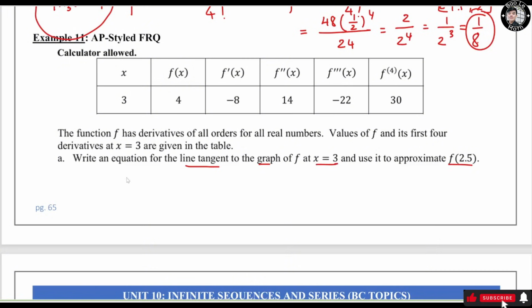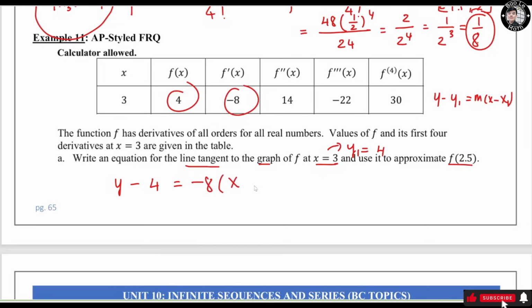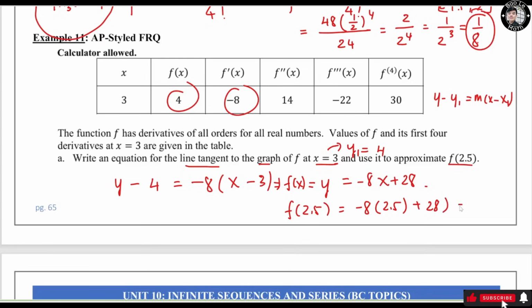Okay, very simple, right? So we know the point-slope form: y minus y1 equals m times s minus s1. So you have s equals 3 and then y should be 4, right? Look. So you have y minus y1, y1 is 4, right? Minus 4 equals the slope, negative 8 right here, times s minus 3, right? So you have f of 2.5 equals negative 8 times 2.5 plus 28, right? It's going to be 8, right?